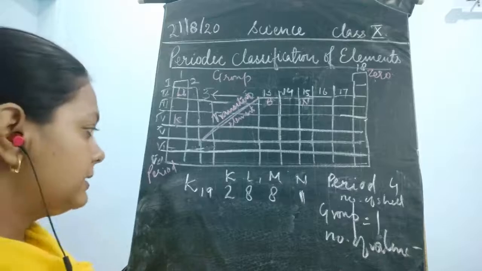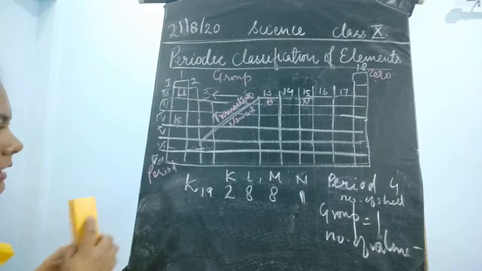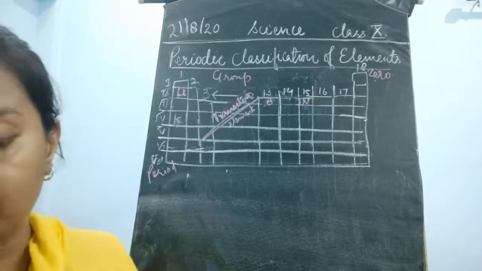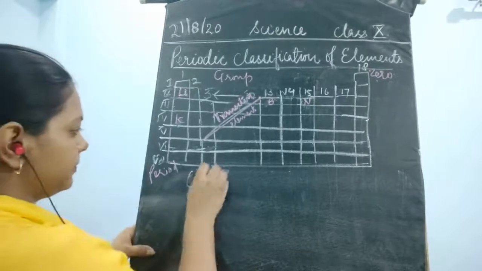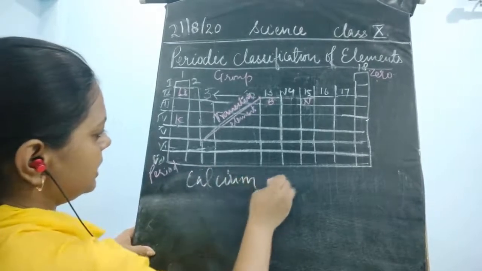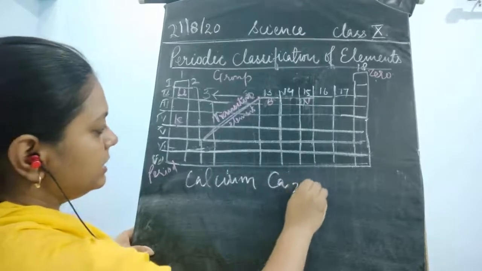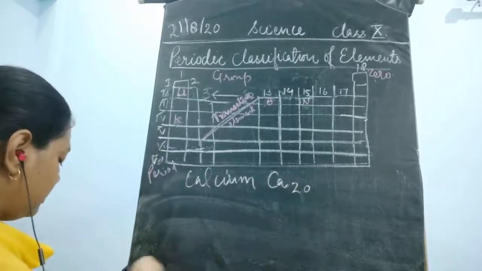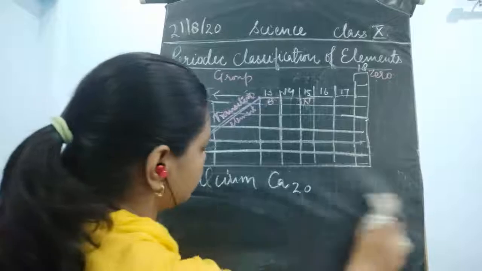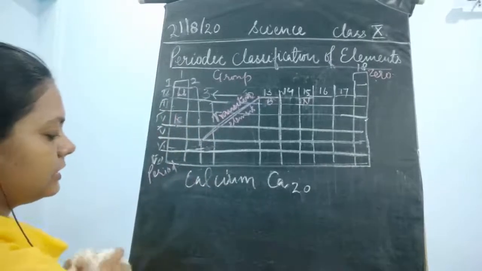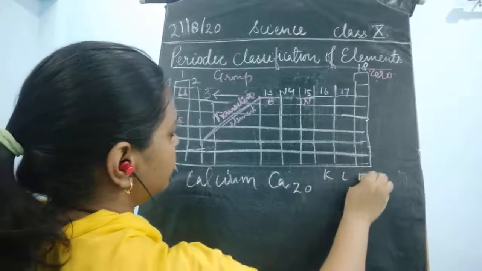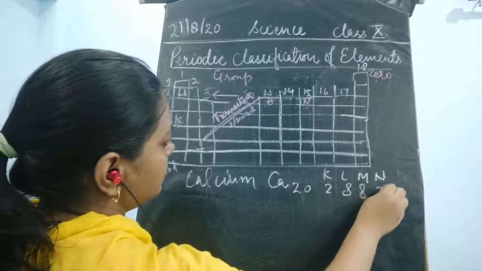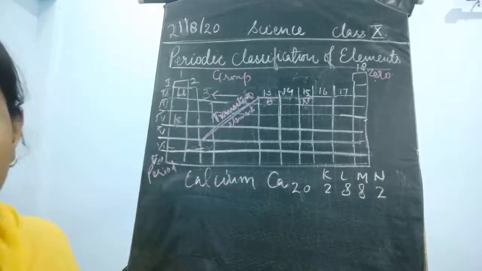Fine. Now the next question we will solve. Again, I think now it would be easy for you all. Now we will solve some more, that is about calcium. We will take up calcium, which has the symbol Ca and atomic number 20. How would you write down the electronic configuration for this? That electronic configuration could be K, L, M and N, that is 2, 8, 8 and 2.